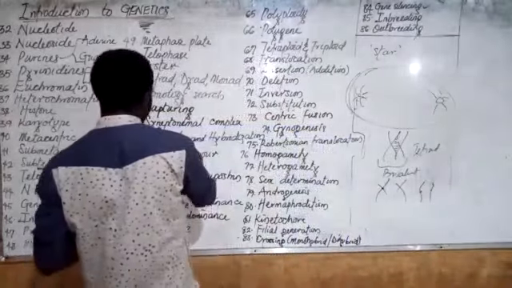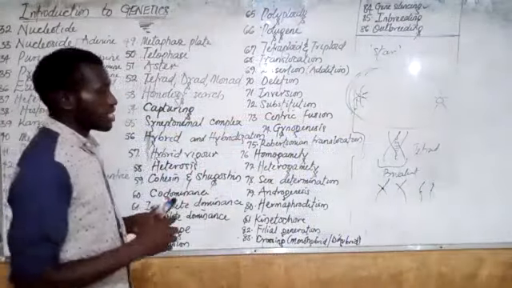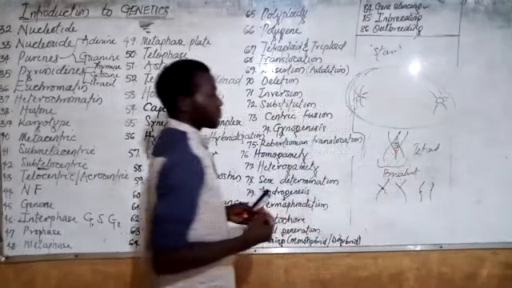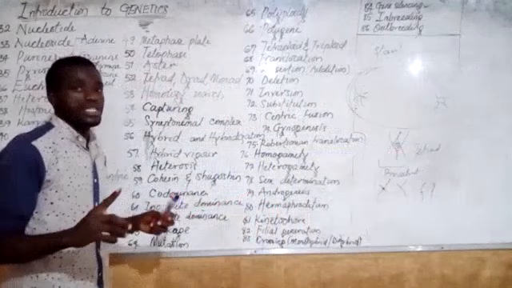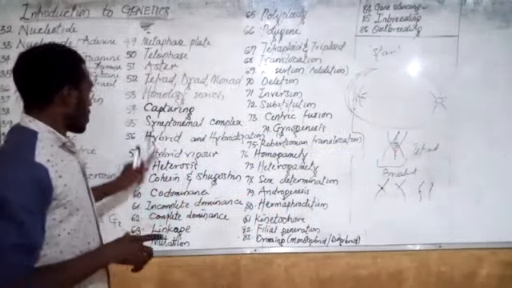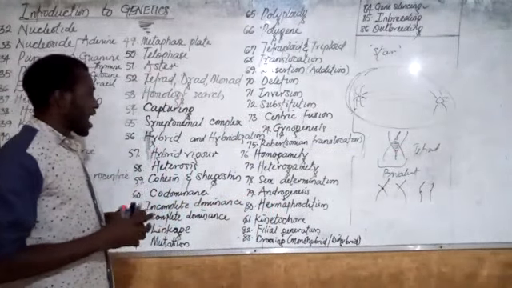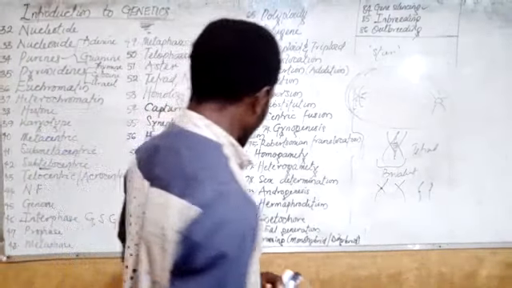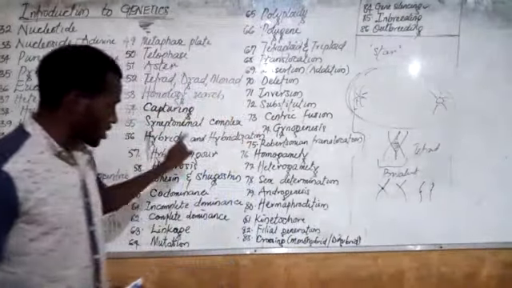Alright, then the synaptonemal complex. Notice I drew a shape here. It is the complex that is formed between bivalents when they synapse. Alright? Then the hybrid and hybridization. So we've got this one, it looks like crossing here now.